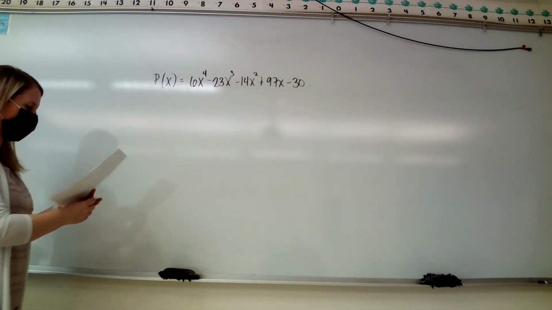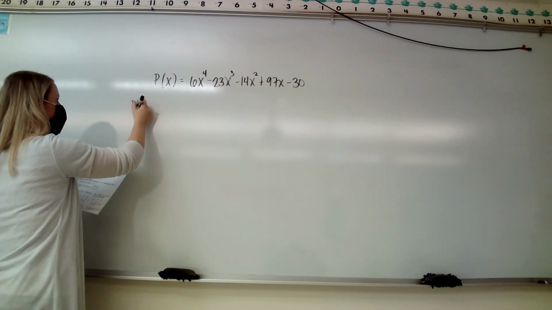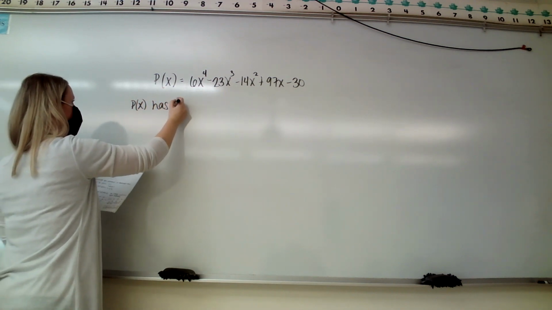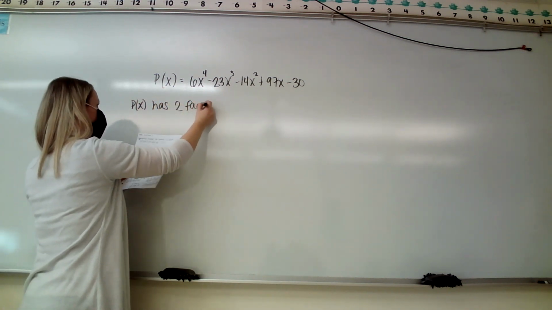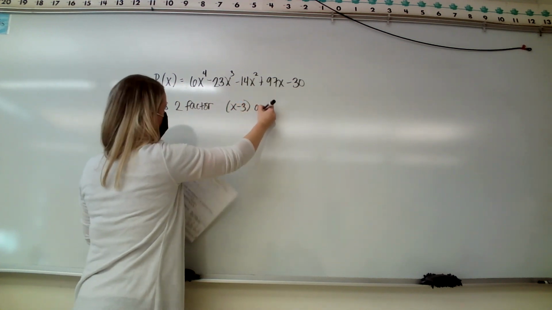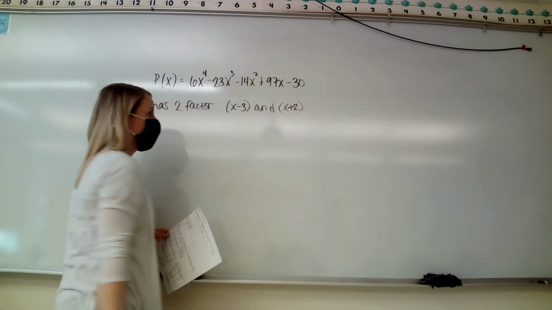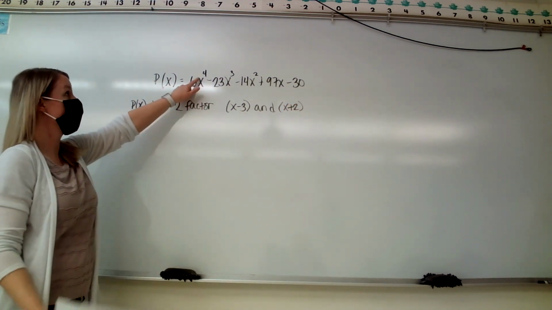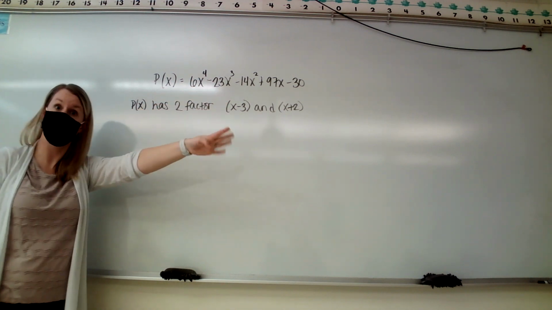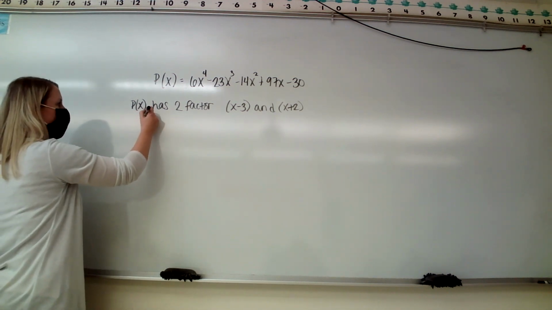And I'm going to tell you, p of x has two factors. x minus 3 and x plus 2. So I know two factors. Technically, remember, since this is to the 4th, it should have four actual factors. But we know two of them. I'm going to say factor completely.